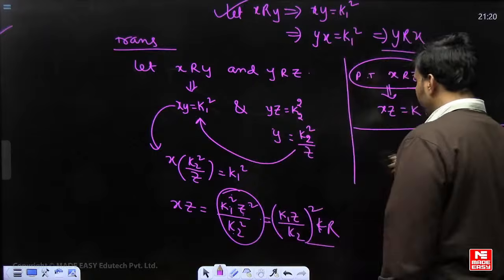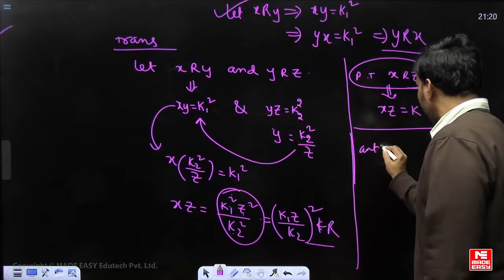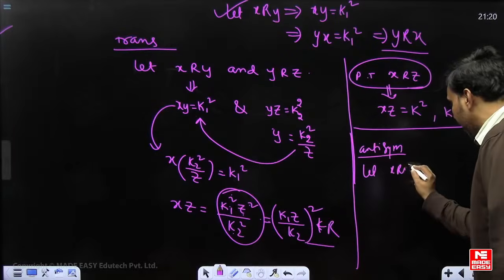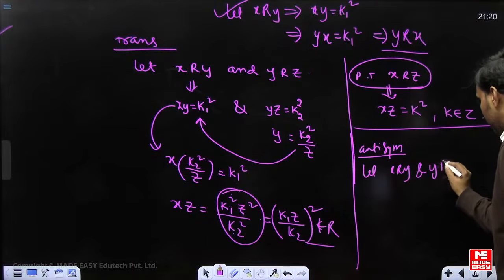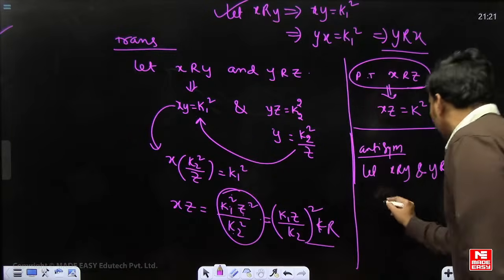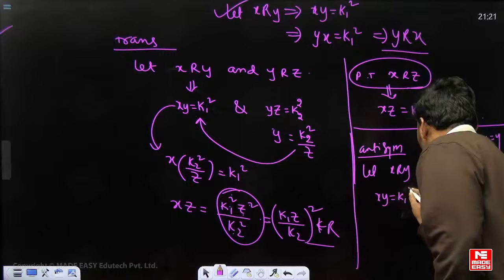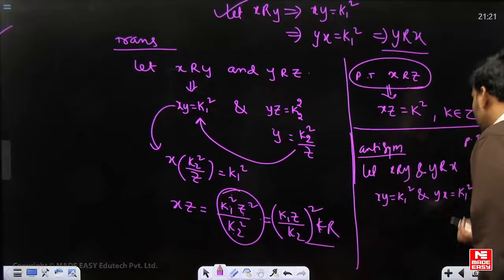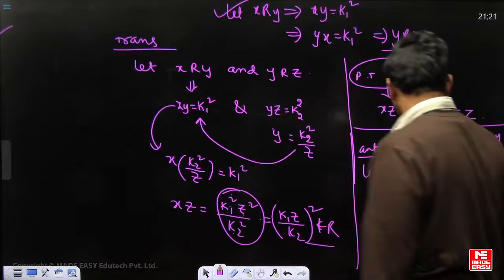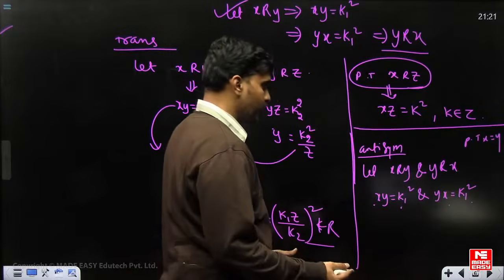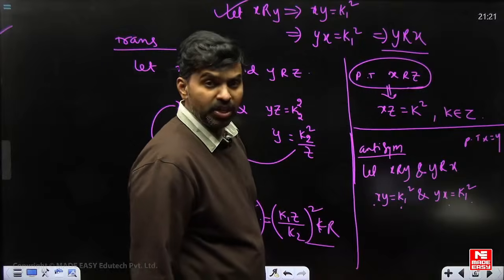So similarly we can check antisymmetric here. Antisymmetric also has to be checked. For that, what do we do, beta? Assume x related to y, and y related to x, and we need to prove that x is equal to y. Here xy is equal to k1 square and yx is also k1 square, right or not? So if xy is equal to k1 square and yx is equal to k1 square, is it compulsory that y is equal to x?